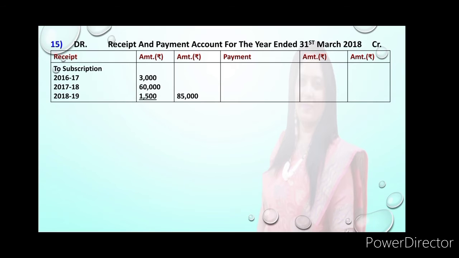So you can see to subscription 2016-17 rupees 3,000, 2017-18 60,000, 2018-19 amount is 1,500. And on the top of the receipt and payment account, you can see this account is given for the year ended 31st March 2018. It means 2017-18 is the current year, and current year amount is 60,000. 16-17 is the last year, and 18-19 is the next year. So how to give effect of this different amount, you will see.